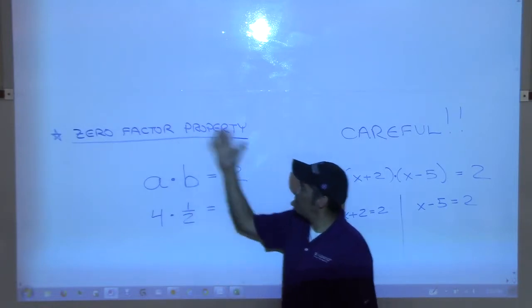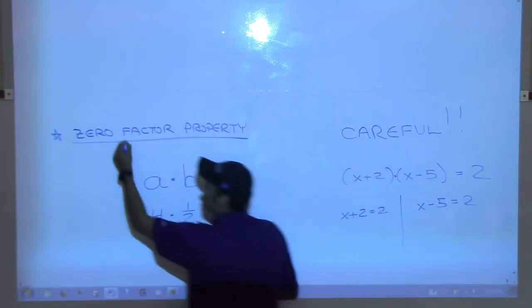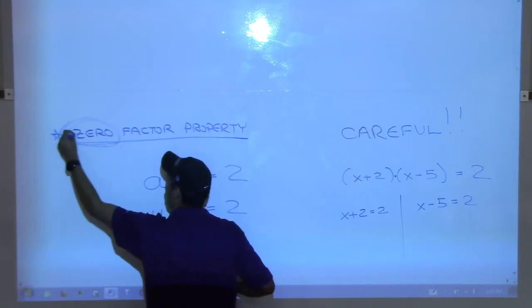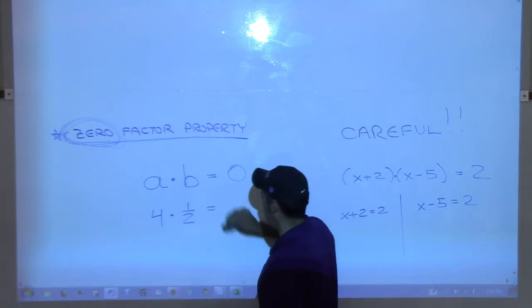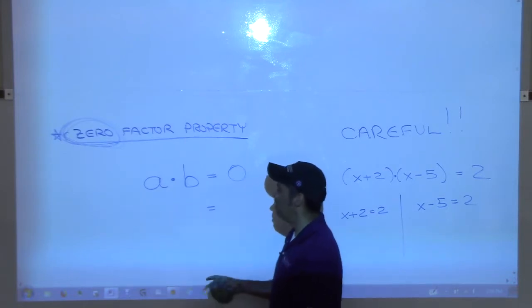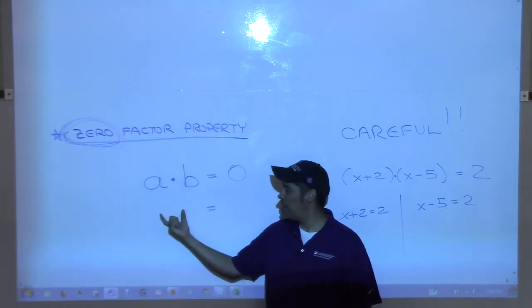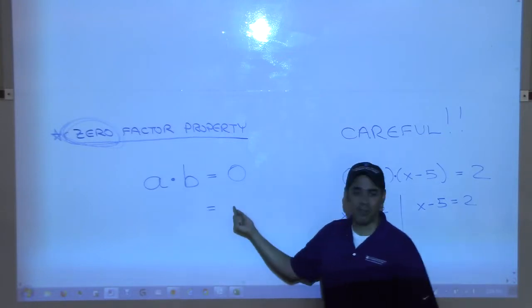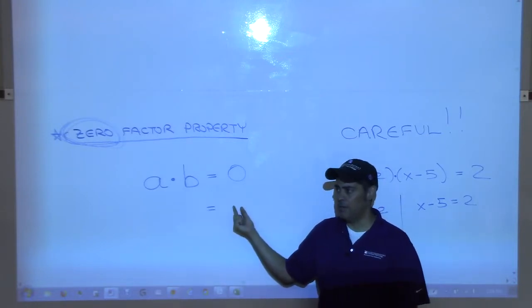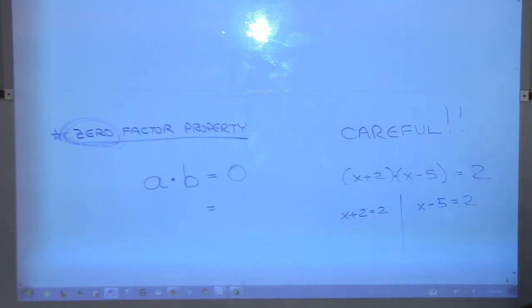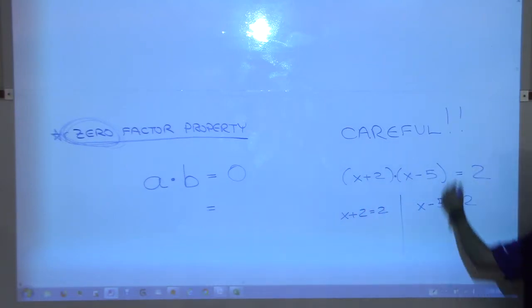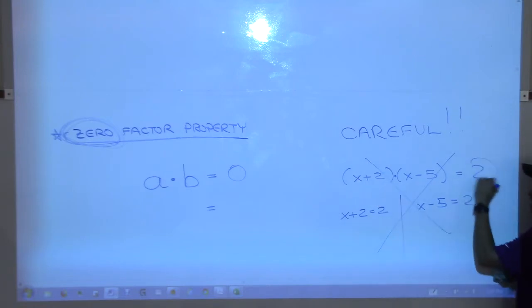The only way the zero factor property works is if it's equal to 0. We have to have that. So if this is 0, then I don't care, you can spend the rest of your life looking for numbers, but there's no two numbers that you're ever going to be able to multiply and get 0 without one of them being 0. All right? So we just want to be careful as we move ahead that if we're going to use the zero factor property, then this side needs to be 0, not 2 or something else.